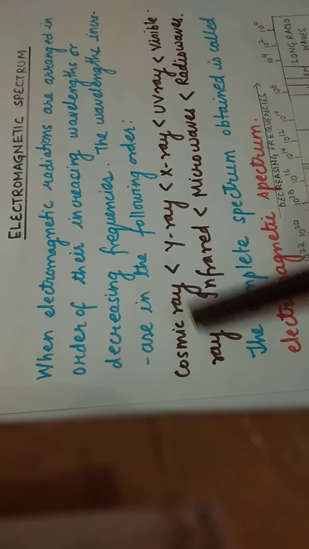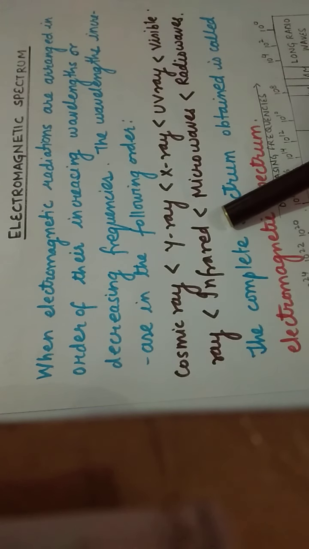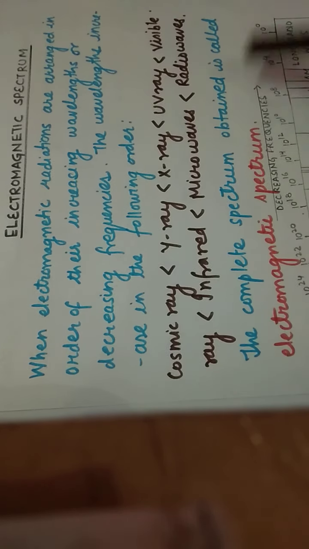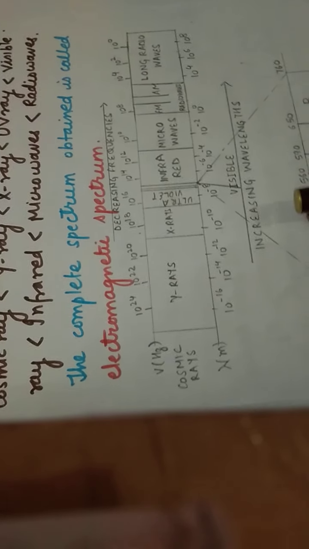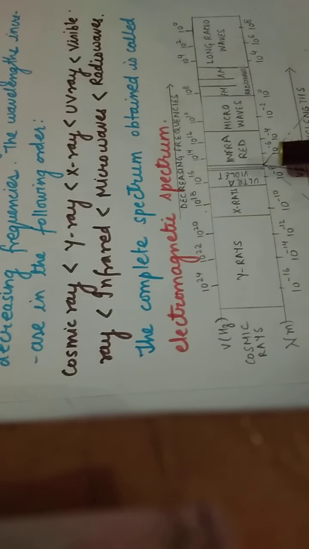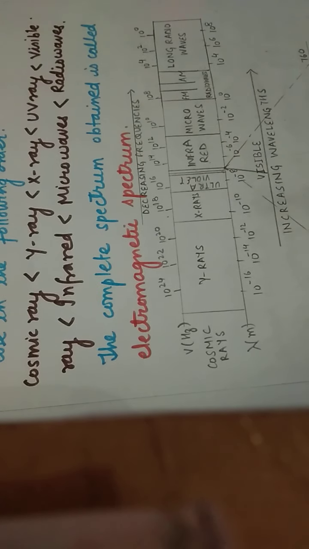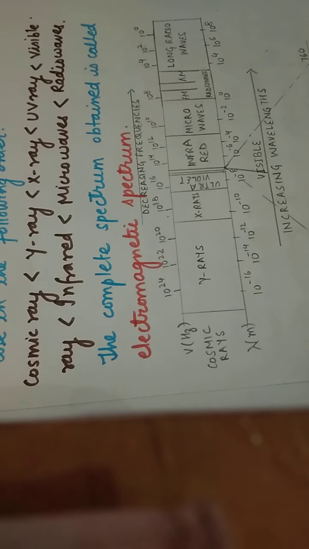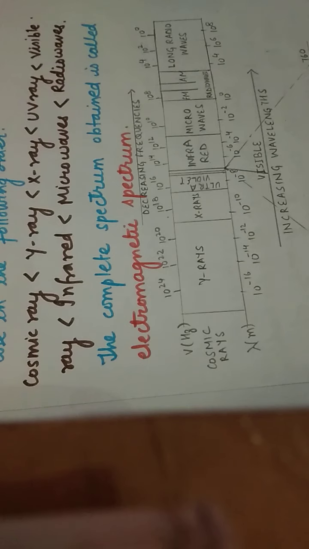So when you arrange these electromagnetic radiations in increasing order of their wavelength and decreasing order of their frequencies, then a complete spectrum is obtained. That complete spectrum obtained, that is all these rays when combined together in increasing order of their wavelength and decreasing order of their frequencies, that spectrum is known as electromagnetic spectrum. Now children, this complete spectrum is electromagnetic spectrum.